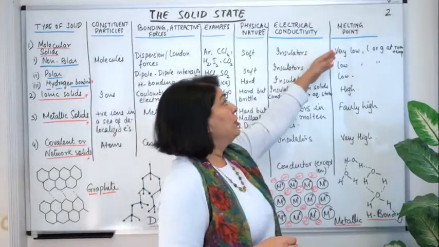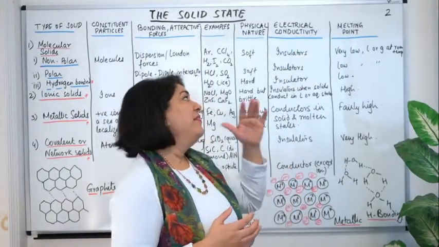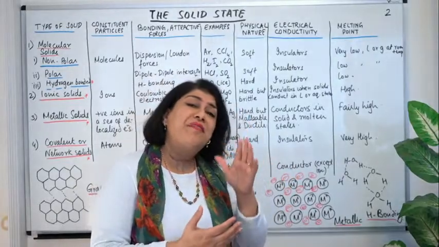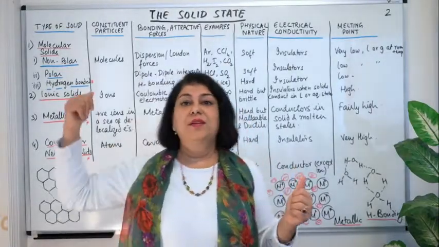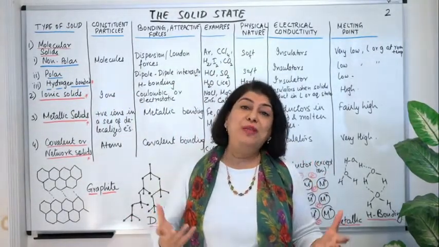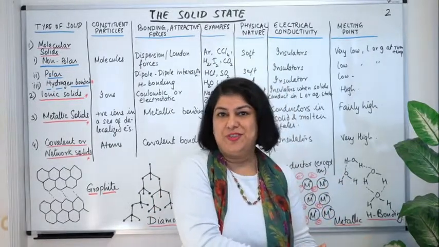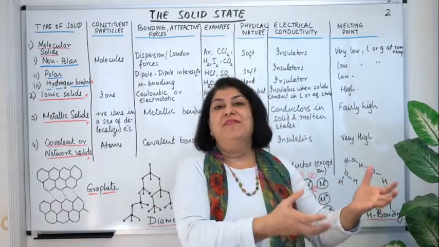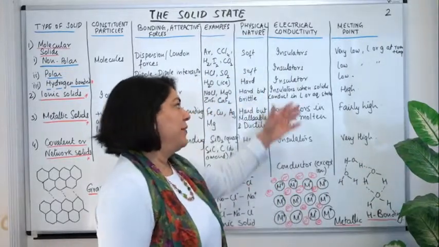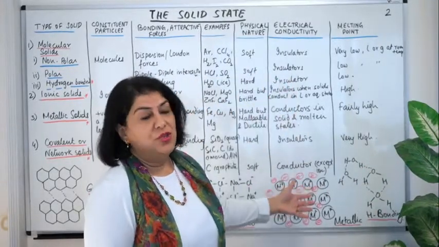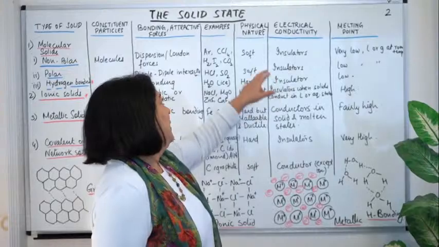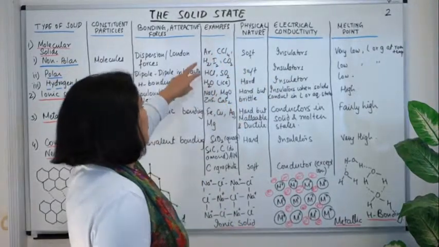Then what about the melting point? Obviously they would have very, very low melting points, because the London dispersion forces would allow them to act as solids at very low temperatures. So they obviously have very, very low melting points, or rather the lowest among all the solids that we would be studying. Let us take a few examples of this kind of solid.